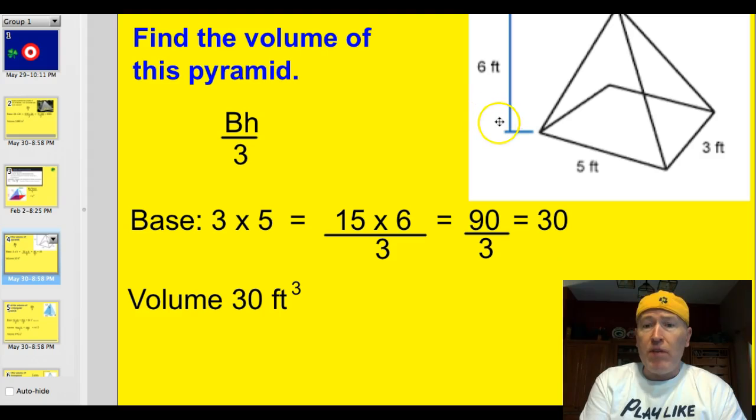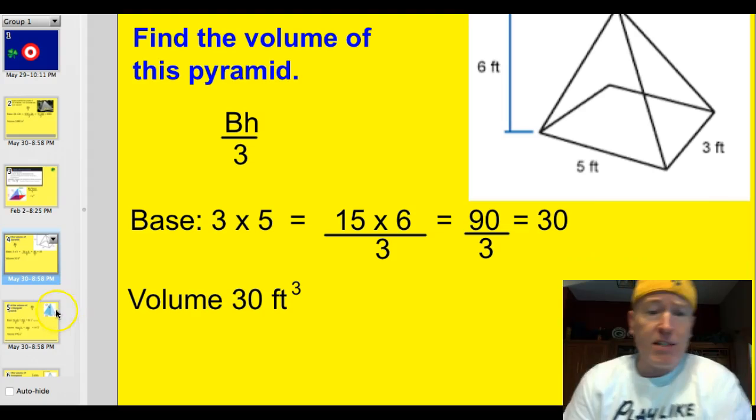Find the volume of this pyramid. All right, we're going to use base times height divided by 3. So the base is 3 feet times 5 feet. So we've got 15, this is my base, times the height of 6, divided by 3. Then we've got 15 times 6 is 90. Divided by 3, we've got 30. Our volume here is 30 feet cubed. Just that simple. Isn't this a nice, easy target?